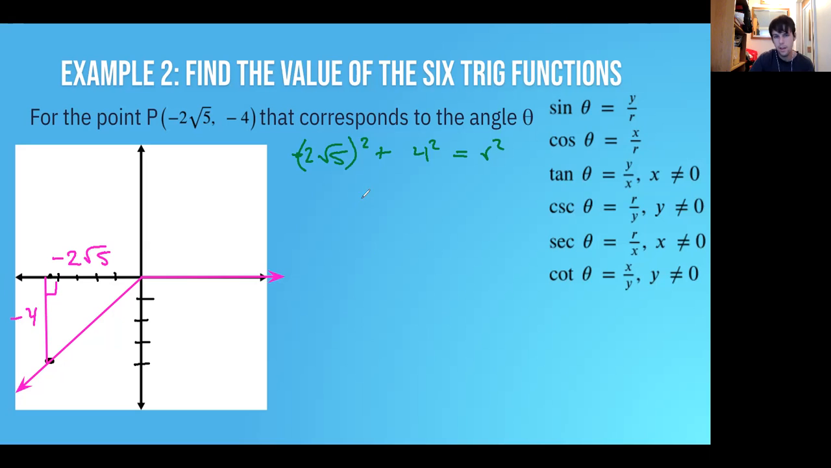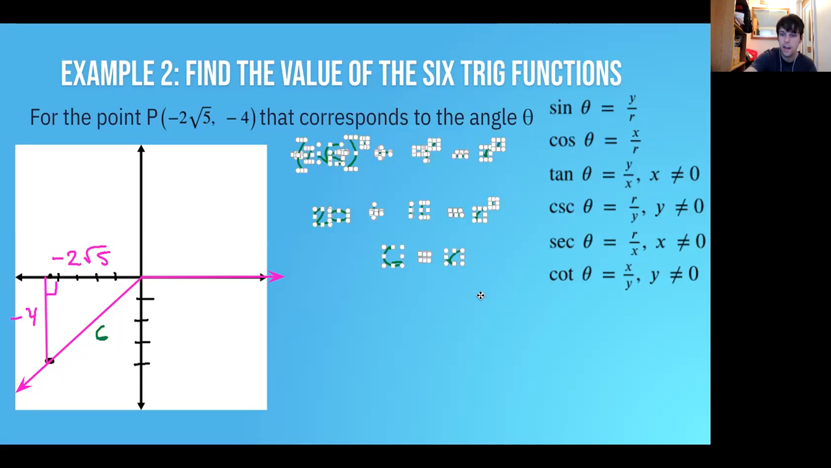So anyway, 2√5 squared is going to be 4 times 5. That's going to be 20 plus 16 equals r squared. That's 36. And square root of 36 is 6. So radius is going to be 6. That's actually nice that it's a whole number there. It's going to be somewhat convenient. Less radicals to be dealing with.